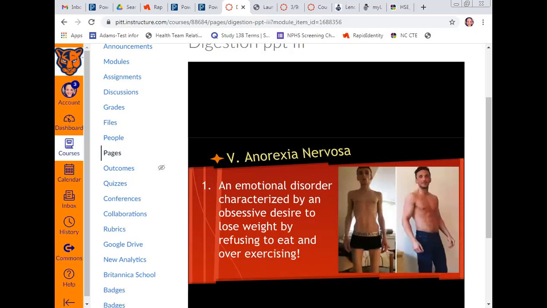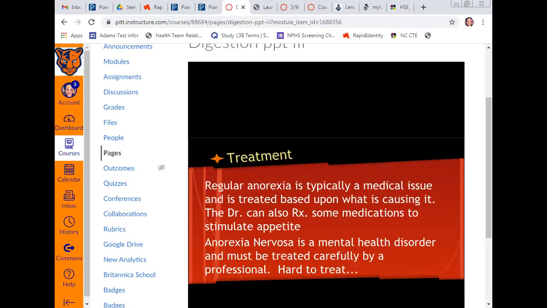That is when anorexia nervosa becomes a life-threatening situation, okay? If you're not putting fuel in your body and you're still exercising and you're still going to work and you're running on E, eventually your body will shut down. Again, that's how it becomes life or death. To treat anorexia nervosa, regular anorexia can be caused by stress, another disorder, certain medications. We can give you medicine to increase your appetite. With anorexia nervosa, because it is a mental health issue, it must be treated very carefully.